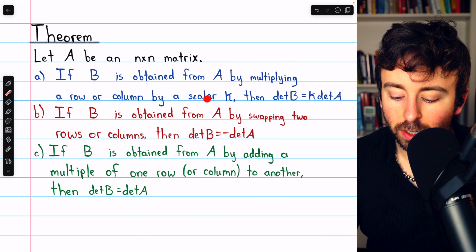This matrix was obtained from the identity by adding 5 copies of row 4 to row 1. Hence, the determinant is not changed at all, and so the determinant of this matrix is just the determinant of the identity, which is 1. In this example, it's actually pretty easy to see why the determinant doesn't change, because we can still perform a cofactor expansion along the first column.